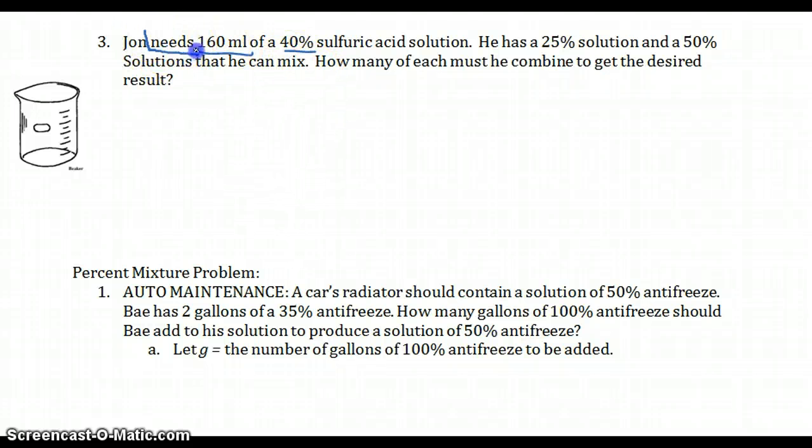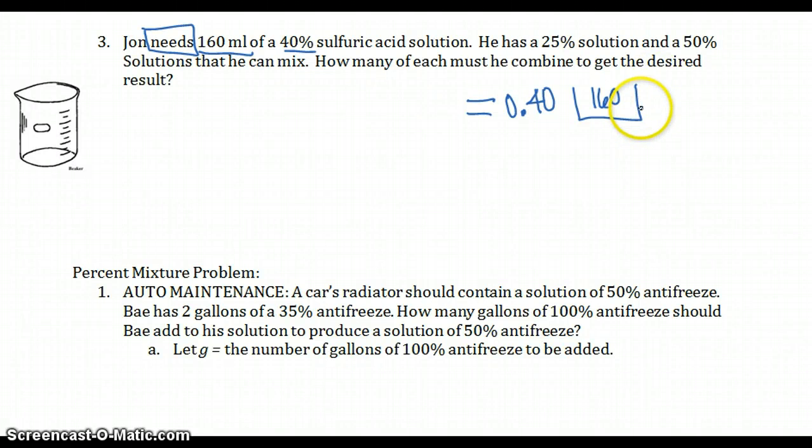So this is what he needs. If this is what he needs, guess what? That's going to be his outcome. The weight of the mixture is 160 milliliters, and he wants that to be 40%, so I'm going to make that into a decimal so that I can do the math. So it's 0.40 of the 160 milliliter solution. He has a 25% solution and a 50% solution that he can mix together. So he's going to mix them together. How many of each must he combine?